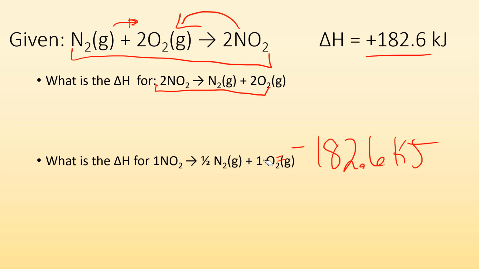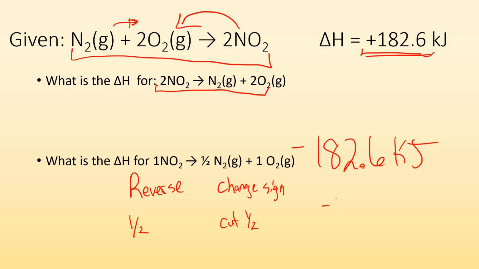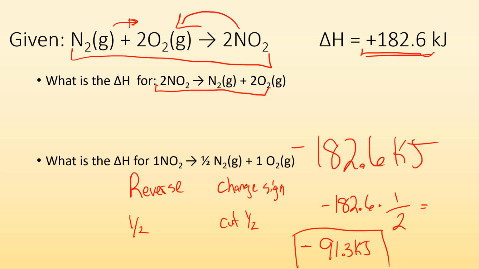Ooh. Well, what about, oh man, this one's even more different. How is this more different? Well, it's the reverse and it's 1/2. So I gotta change my sign. And then I gotta cut in half. All right, so I start with a positive 182.6, so I gotta change it to negative 182.6, but then I gotta divide that by 2. And I end up with negative 91.3 kilojoules as my final answer.